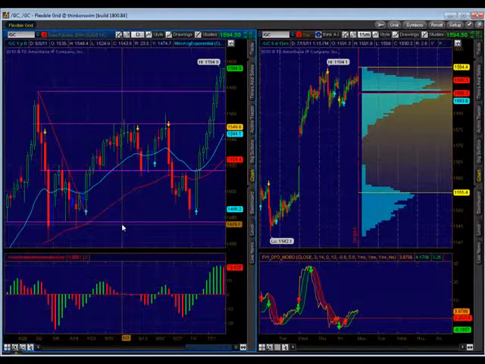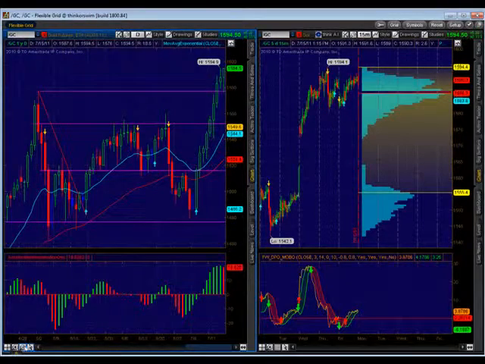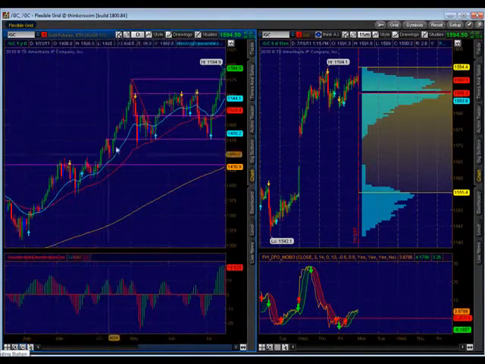The reason I say wait for a pullback is that even if you miss this, it always pulls back. If we zoom out, you can see we always get a buyable pullback.